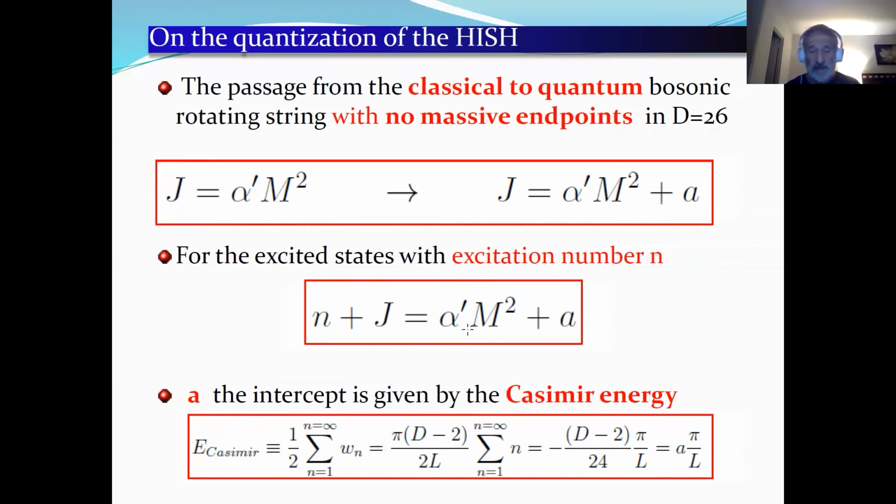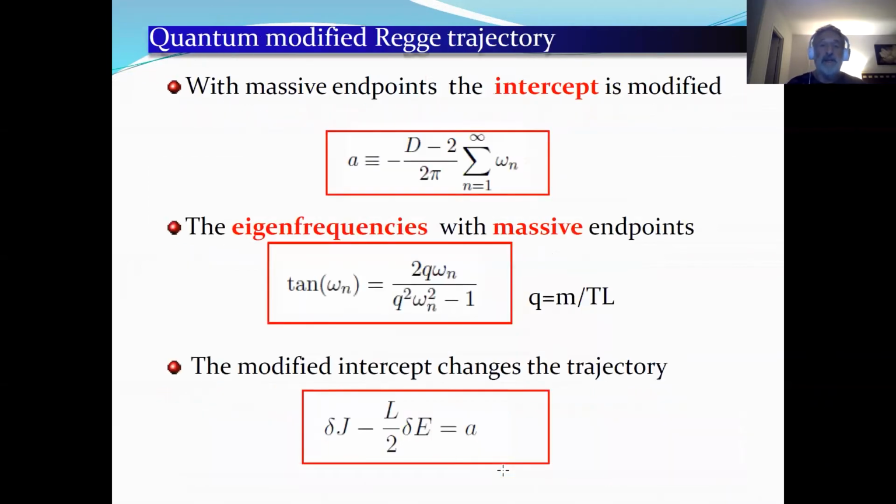This is the Casimir energy, or it relates to the Casimir energy. So this quantity a is related to the Casimir energy. It's just a over L, the length of the string, and it's the sum over all the eigenfrequencies of the string. Now, in an ordinary string, the eigenfrequencies omega n is n, and therefore we have to sum over n, and we use the zeta function. This is the famous minus 1 over 12, and we get the usual result.